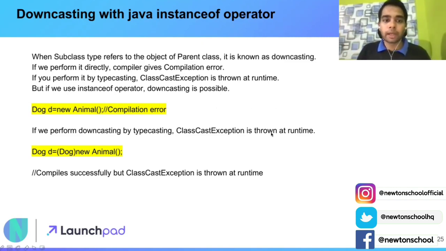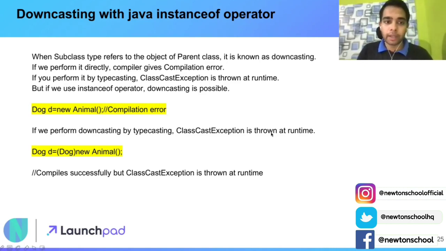When your subclass type refers to the object of the parent class, it is known as downcasting. It is exactly the reverse of upcasting. In case of upcasting, my parent class or superclass type refers to the object of the child class. In downcasting, it is exactly the reverse. My subclass type refers to the object of the parent class. Then it is called downcasting.